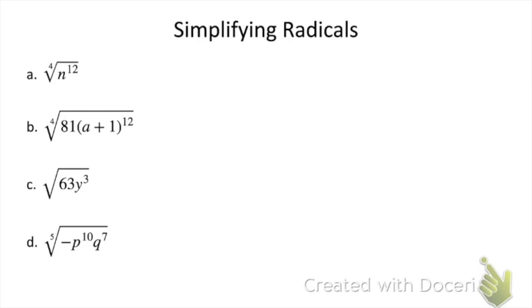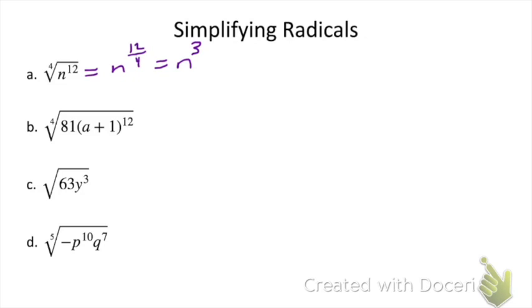So here we're going to simplify radicals. The first one we have is the fourth root of n to the 12th. Well, if you remember how rational exponents work, this is the same as n to the 12 fourths, which is the same as n cubed.